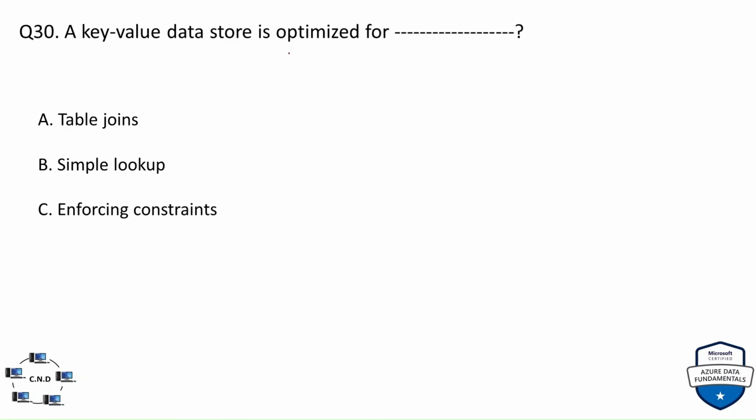A key value data store is optimized for, the options are A, table joins, B, simple lookup, and C, enforcing constraints. And the correct option is simple lookup. So the key value data store or database is basically optimized for simple lookup.